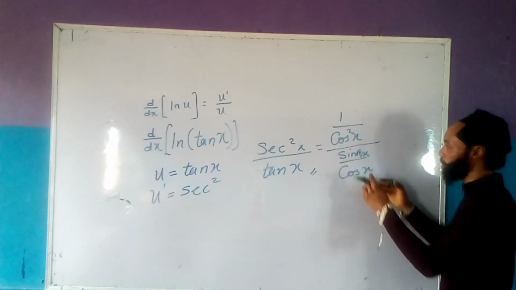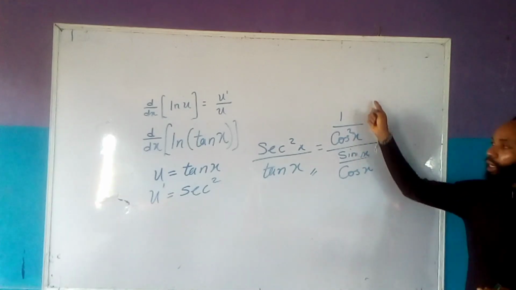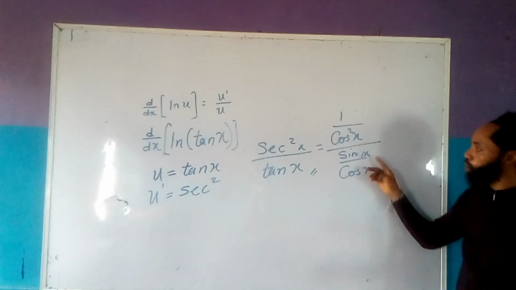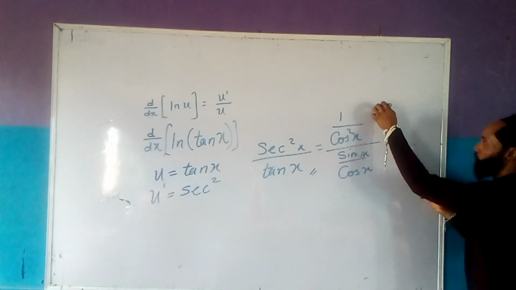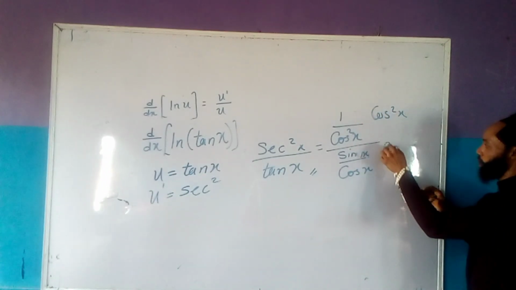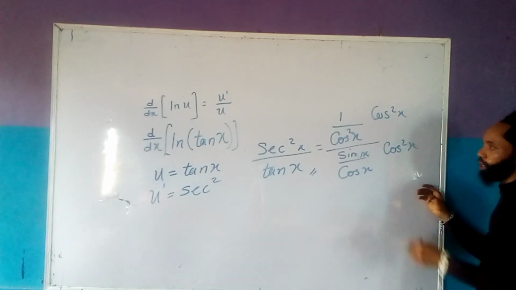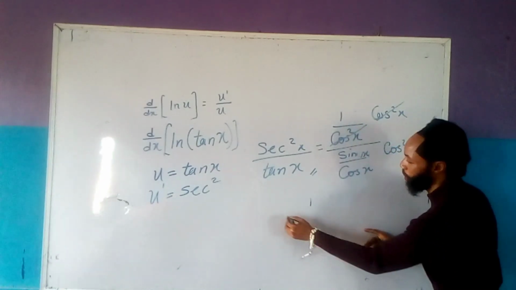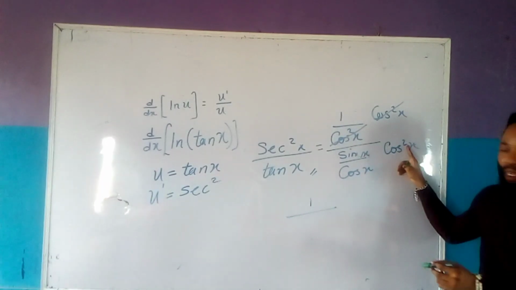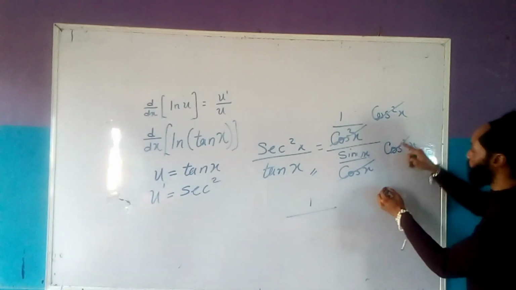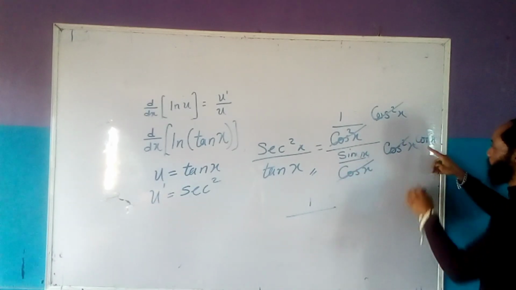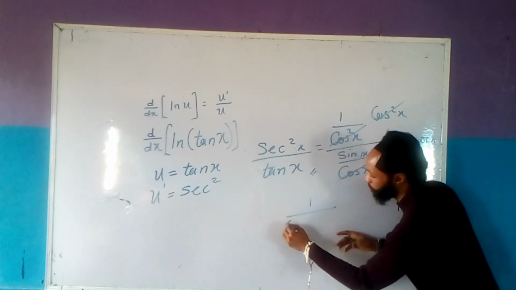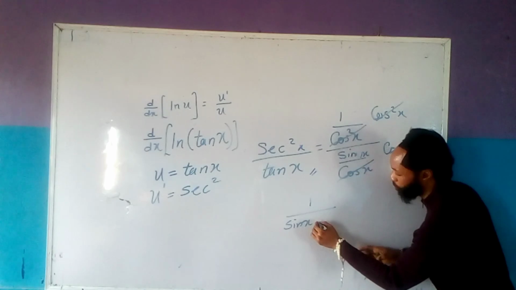Now we have that. Now we can multiply the numerator and the denominator by cos square x. If I do that, this will cancel with this. In the numerator we have 1. All over, if we have cos square cancelling with cos, we still have 1 more cos x here. So we have sin x times cos x as our denominator.